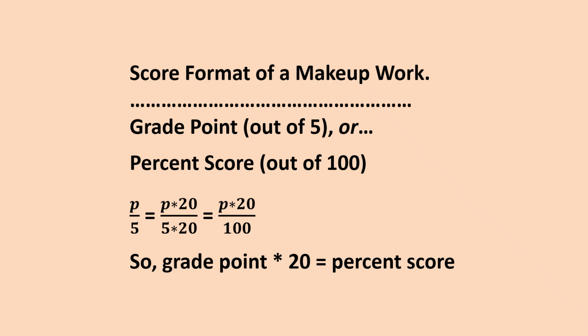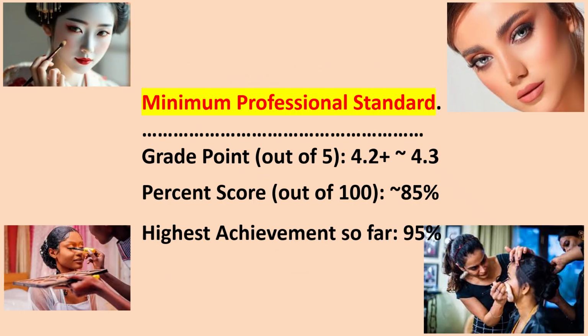Now we will see the minimum standard for a makeup artist to be successful in this competitive world. The minimum professional standard out of 5 grade points should be more than 4.2. 4.2 to 4.3, that's what actually qualifies as a good makeup artist. But minimum it should be 4, not below 4. Below 4, you are not a makeup artist. Below 4, you are just a painter, a painter who paints floors, houses.